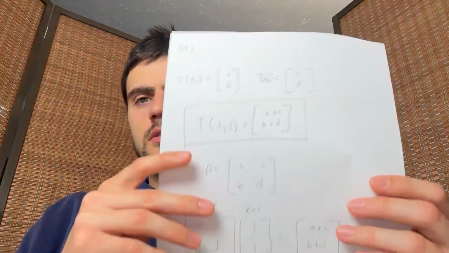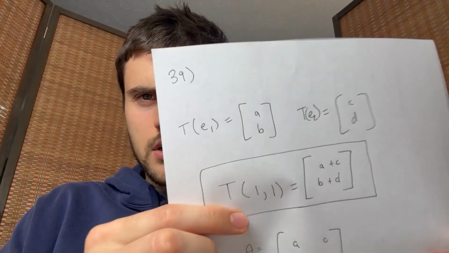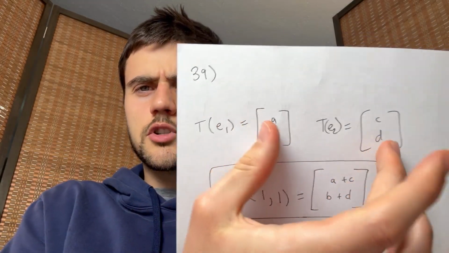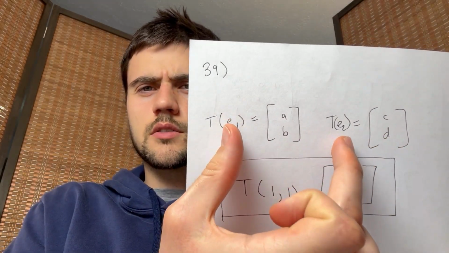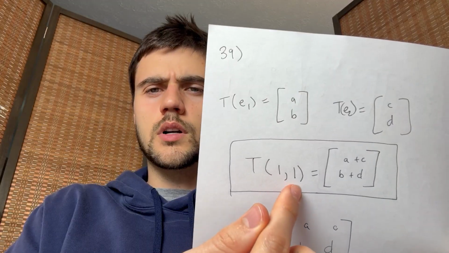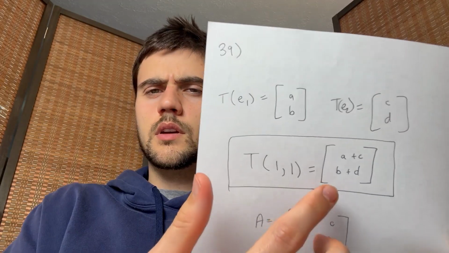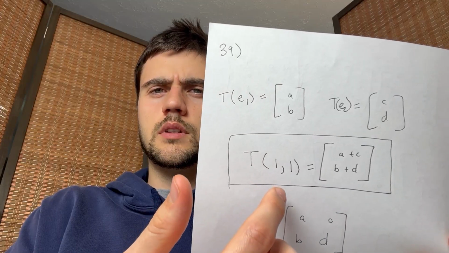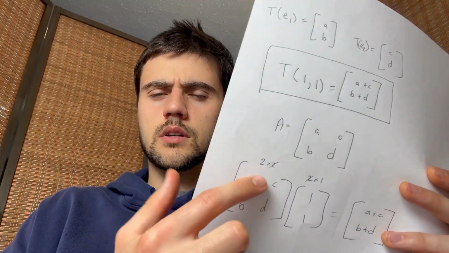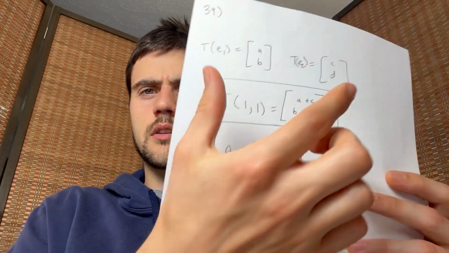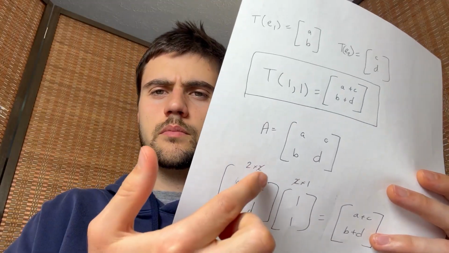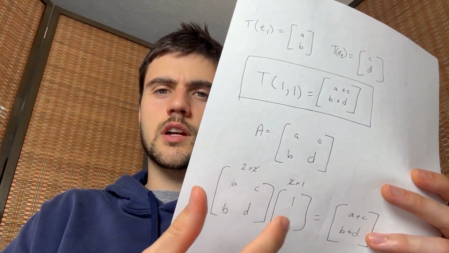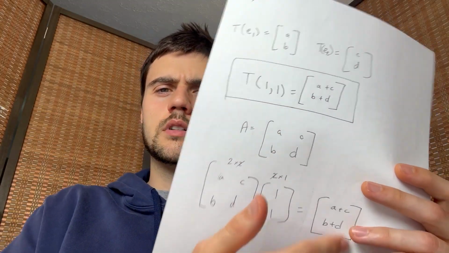39. Given these 2 images of the standard basis vectors, find T of (1, 1). I believe that's pretty simple and straightforward. It would just be partition these together to get the standard matrix times the vector (1, 1). I believe that's probably correct.